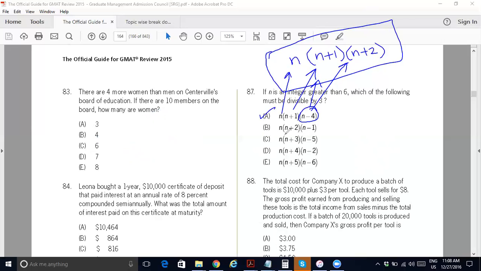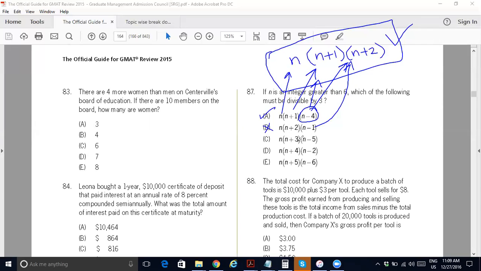Now n is there in option B, n plus 2 is there. Can I add a multiple of 3 to n minus 1 to make it n plus 1? No. If I add 3 to n minus 1, I will convert it to n plus 2 only. You can't do anything to convert it. Addition or subtraction of multiples of 3 will not convert the expression into this form. So B is ruled out.